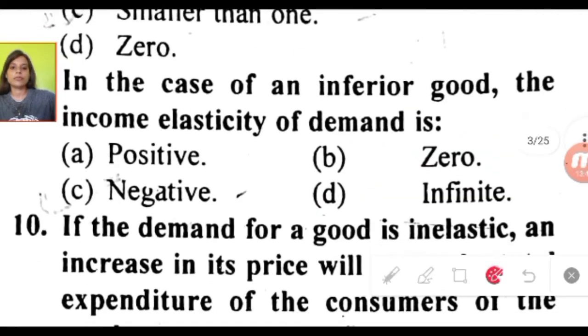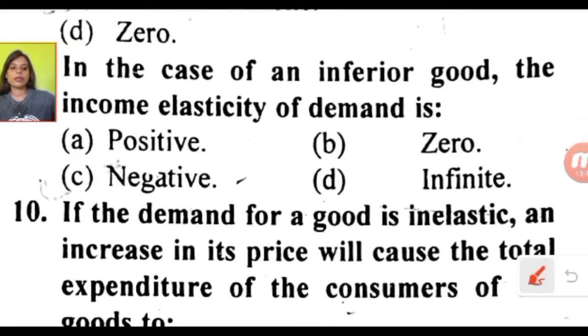Okay. Question number 9. In case of an inferior good, the income elasticity of demand would be negative. You know why it would be negative? Because there is an inverse relationship between the demand for inferior goods and the income of the consumer. Thus, the income elasticity of demand for inferior goods would be negative.